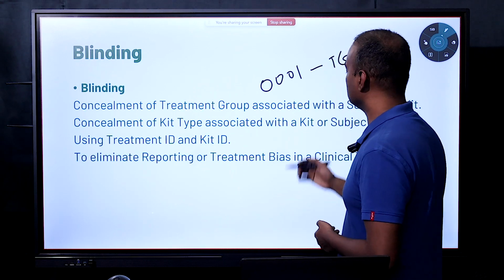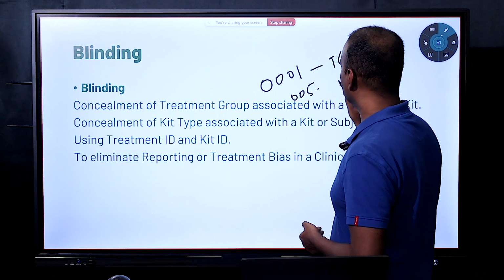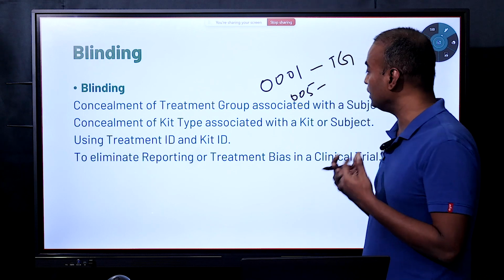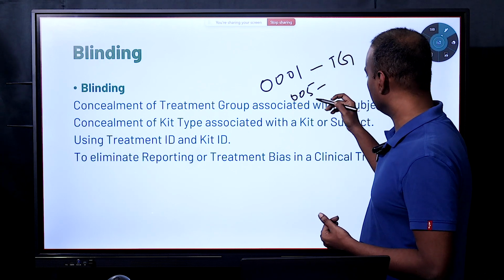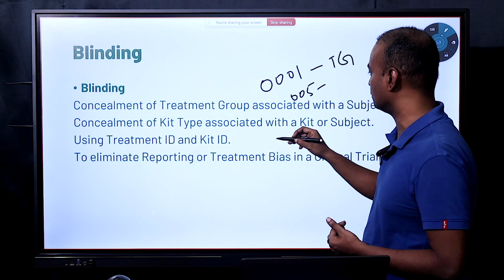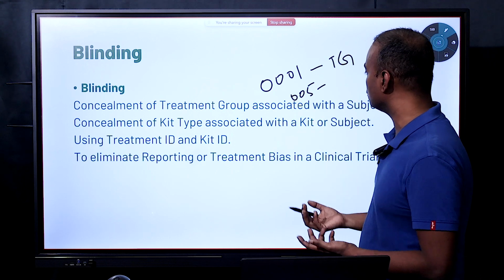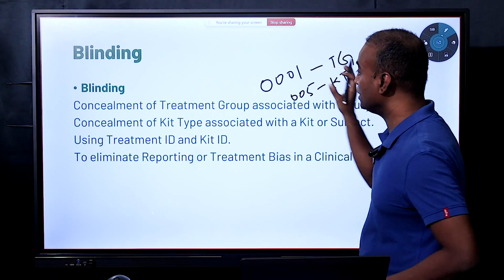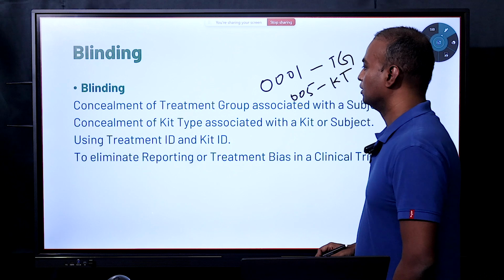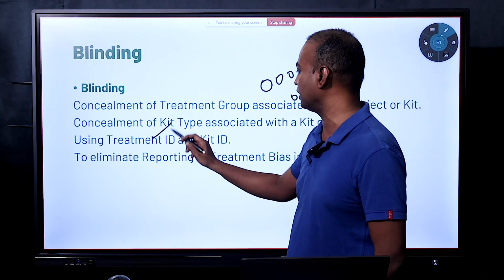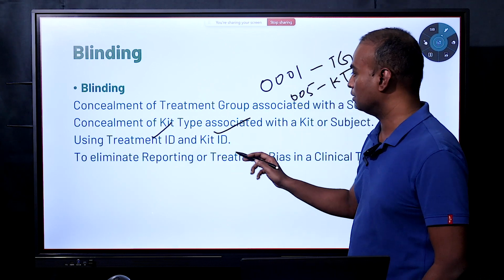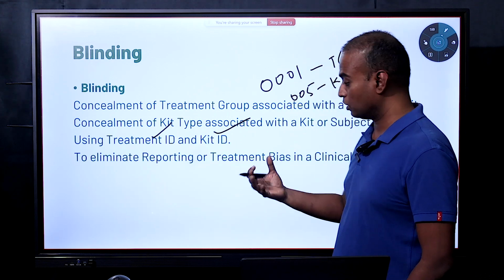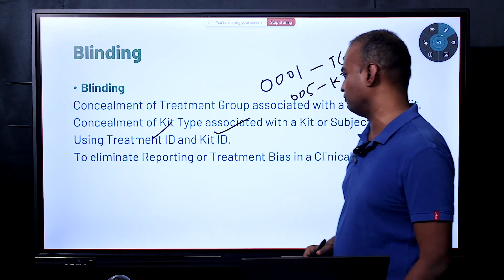In the same way, there is a kit 005, and by using the system, if you are able to maintain the blind, that the users of the system, any of the team members, don't know the kit type associated with a particular kit, then it is known as blinding. So blinding can be for both the treatment ID and kit ID. If you are just saying the treatment ID, that is blinded information. If you are just saying the kit ID, that is blinded information.